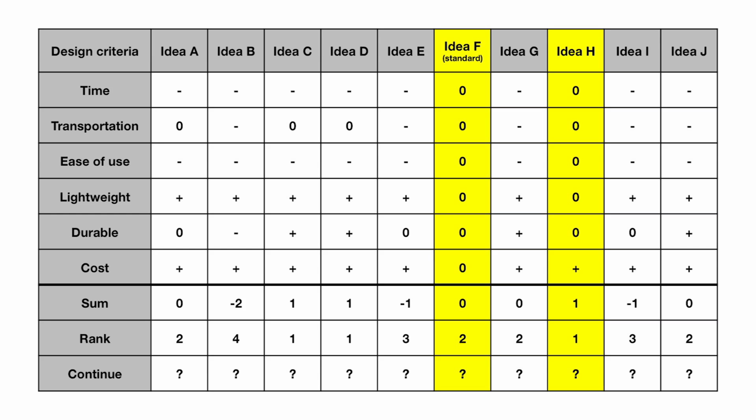And if you look at all of the other proposed solutions, for example, A, B, and C, what you'll see is that they track identically for time, ease of use, lightweight, and cost. There is some variability for transportation and durability. However, using F as a standard is not able to distinguish between all of these different solutions.